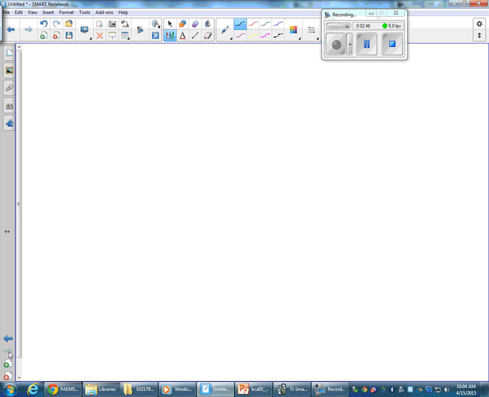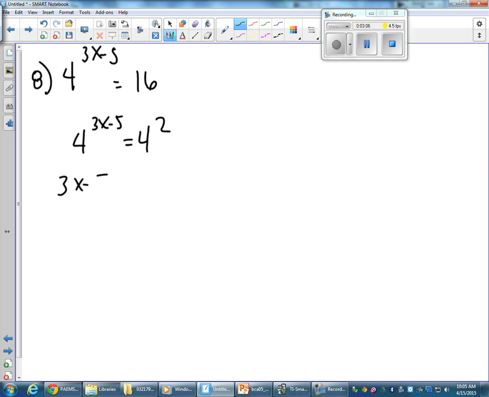Let's try problem number 8. Problem 8 is 4 to the 3x minus 5 equals 16. So in this particular one, I can rewrite 16 as 4 squared. So now I'm just dealing with exponents again. 3x minus 5 has to equal 2. Add 5. Again, divide by 3, and I get 7/3.